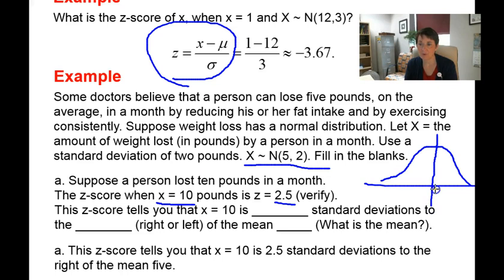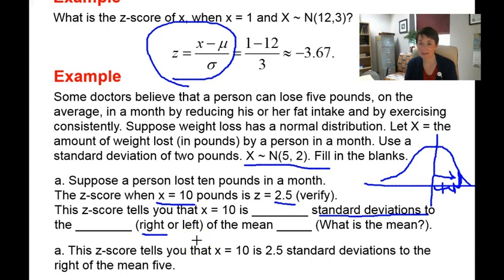2.5 is going to be 1, 2, and a little bit. It's going to be way out here, right? So losing 10 pounds is quite above our mean or our expected amount. Okay, so the Z-score tells you that X is 10 is how many standard deviations? 2.5 standard deviations, right? It comes out 2.5 standard deviations to the right of our mean.